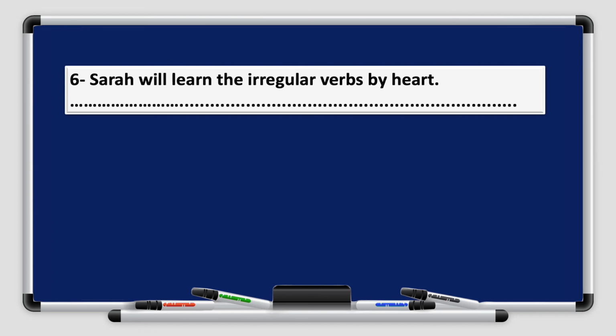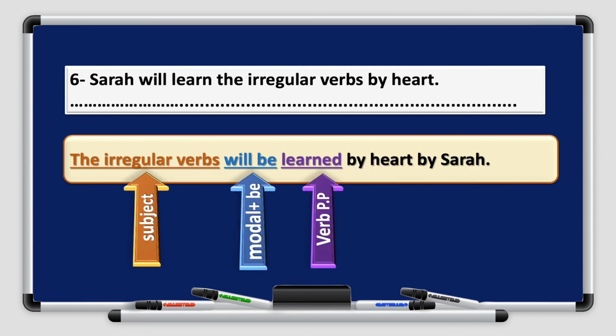Number 6, Sarah will learn the irregular verbs by heart. Again, another modal here, will. How can I change it into passive? Good. You will start with your object. The irregular verbs will be learned by heart by Sarah. So do you see the pattern that we used here?